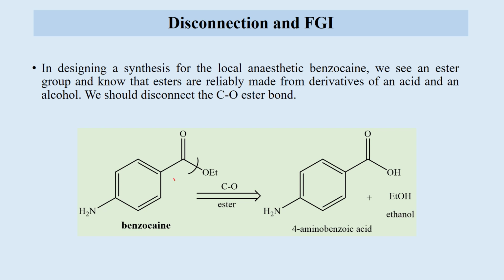Here it is an ester, and the esters are formed by a carboxylic acid or its derivative and alcohol. So this bond is broken down, it is disconnected to give a carboxylic acid and an alcohol. So where there is an ester bond, the CO bond is disconnected to obtain the starting molecules, which are a carboxylic acid or its acid halide derivative, and the other one is alcohol.